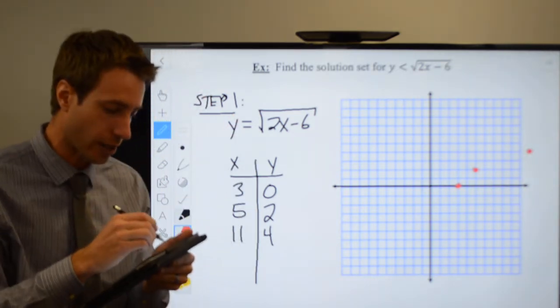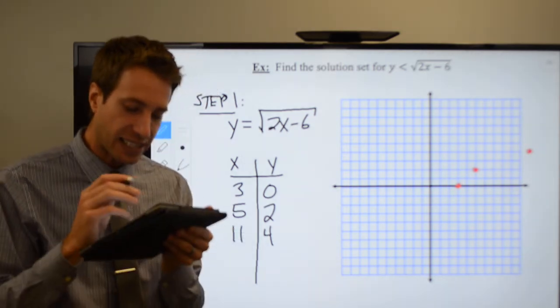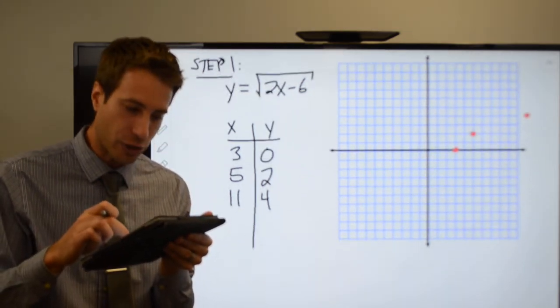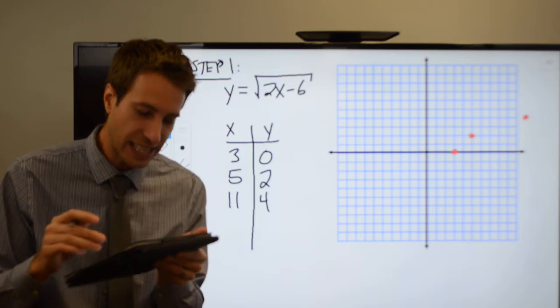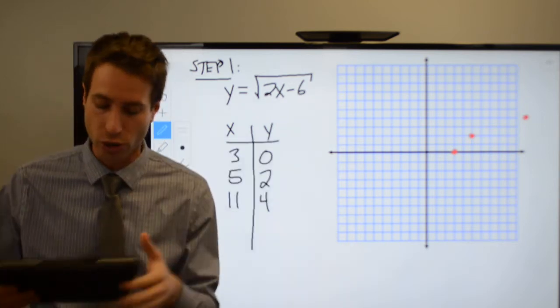Oh, actually, sorry. Don't draw your line yet. The next step, step number 2 in graphing inequalities, is to figure out if you need a solid or dotted line.